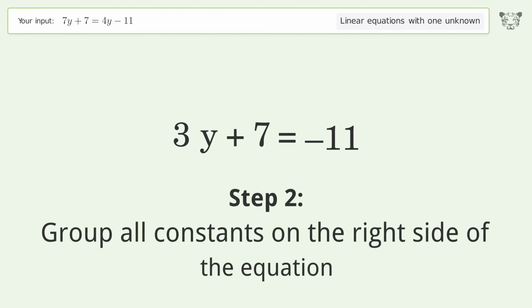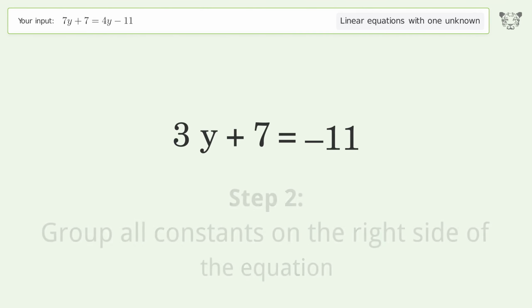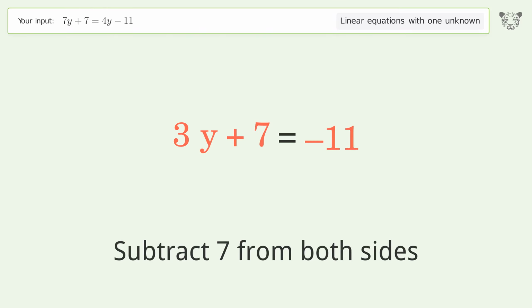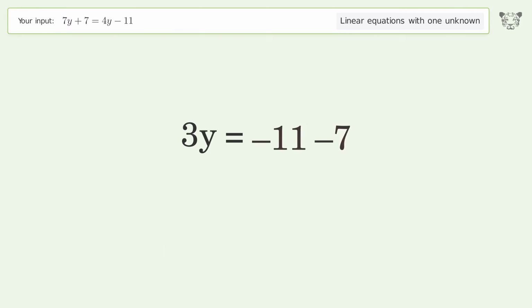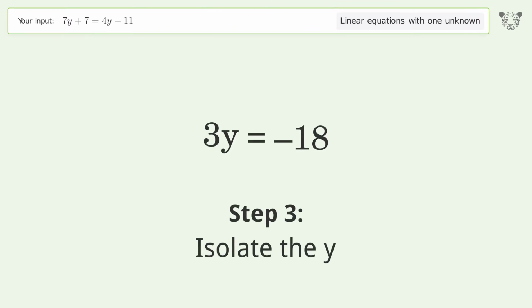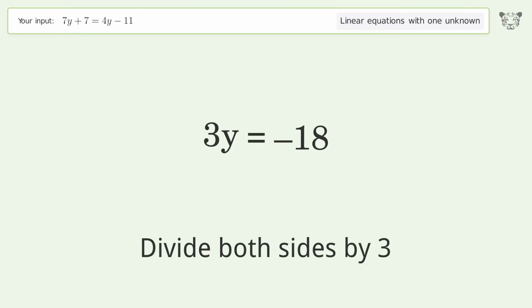Group all constants on the right side of the equation. Subtract 7 from both sides. Simplify the arithmetic. Isolate the y. Divide both sides by 3.